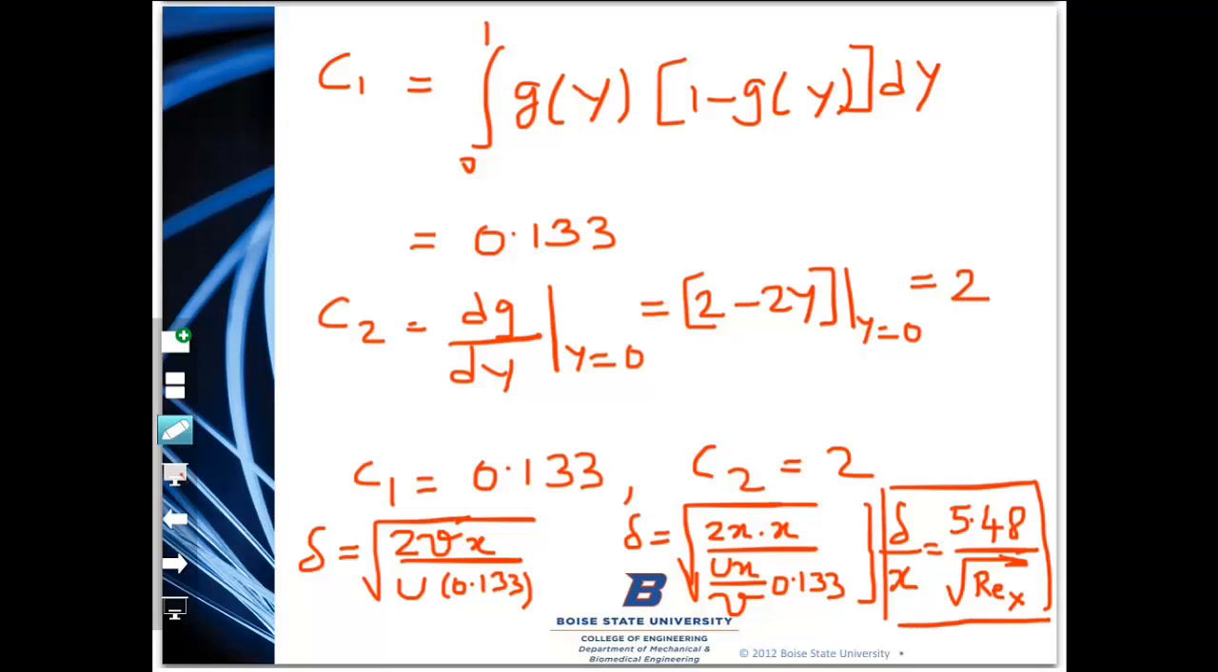So if you are given an x, and also your free stream velocity and the type of fluid, you can then determine precisely what this boundary layer thickness would be as you are at different locations on the plate. Okay, so this is how you perform this particular problem.